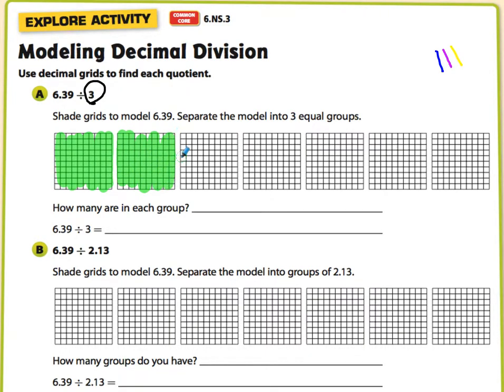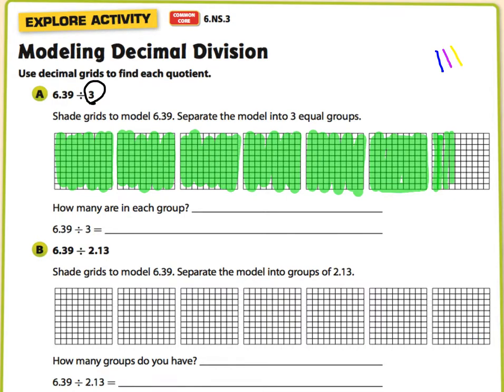So there's 2, 3, 4, 5, 6, and now I have to shade in 39/100ths. So there's 10, 20, 30, 39.